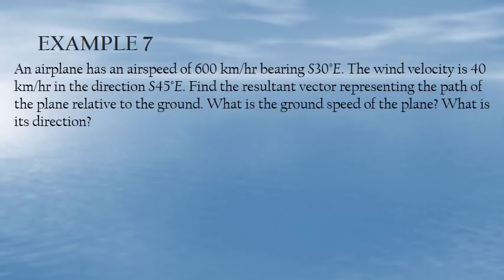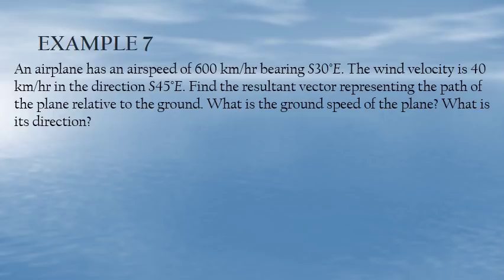All right, now let's try an example where all of the parts that we've done so far are being combined into one. So this is a big one. An airplane has an airspeed of 600 kilometers an hour bearing south 30 degrees east. The wind velocity is 40 kilometers an hour in the direction south 45 degrees east. Find the resultant vector representing the path of the plane relative to the ground. In other words, after the wind has had its effect. And then what is the ground speed of the plane and what is its direction?